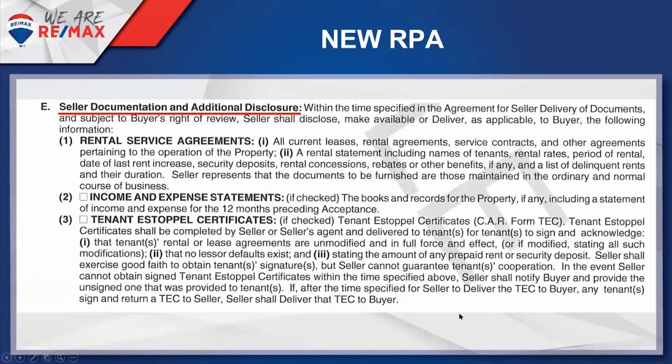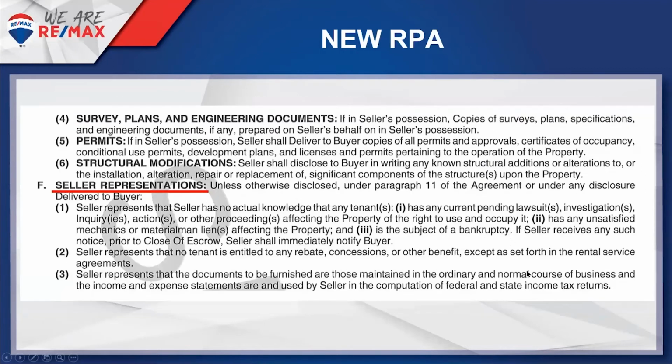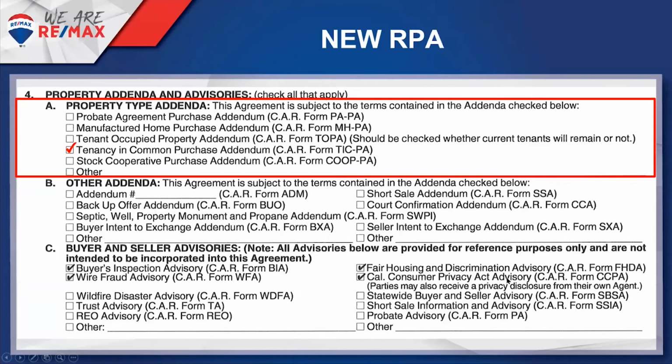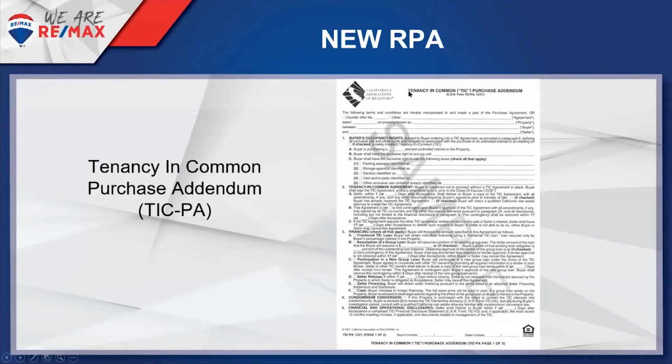I won't go through them. You can review the form. There's documentation required if a tenant is in the property, and that's listed. There are representations the seller must make regarding the tenant and the relationship between the seller and the tenant. Tenancy in common, that form is included in the packet. I'm not going to go over it.